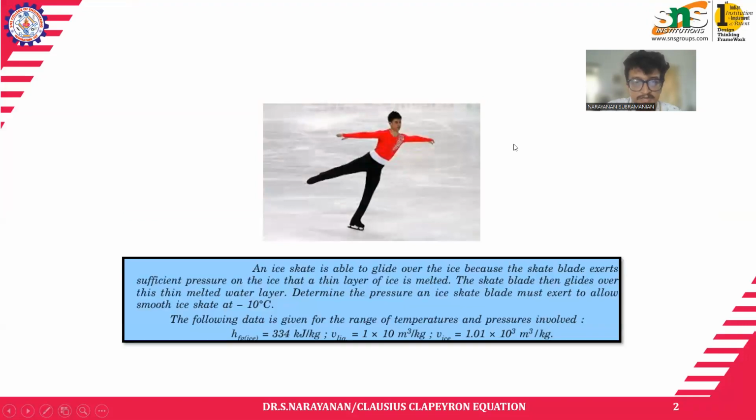An ice skate is able to glide over the ice because the skate blade exerts sufficient pressure on the ice so that a thin layer of ice is melted. Skate blade then glides over this thin melted water layer. So we have to determine the pressure an ice skate must exert to allow smooth ice skating at minus 10 degrees Celsius. The data below is given for the range of temperature and pressures involved.